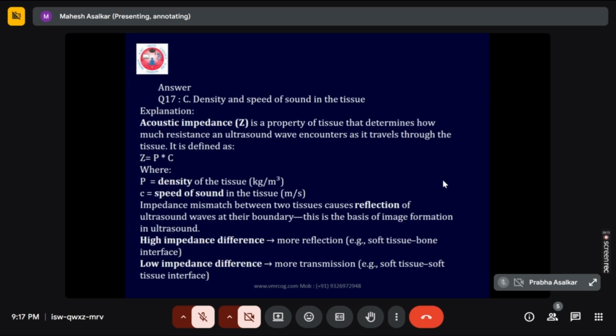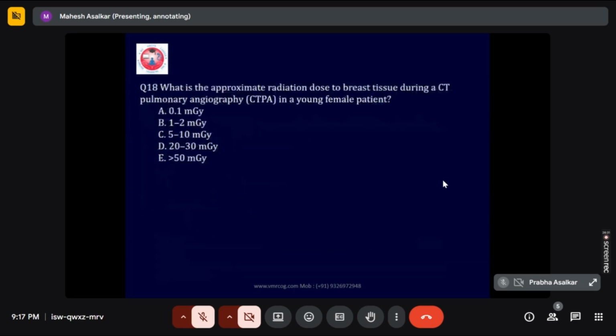So these basic properties of ultrasound, please go through. High impedance difference will lead to more reflection. Example, soft tissue, bone interface, etc. And low impedance difference, there will be more transmission, and examples are soft tissue interface.